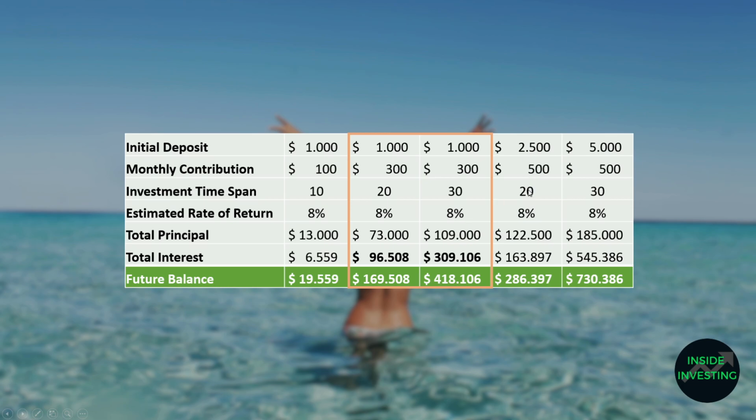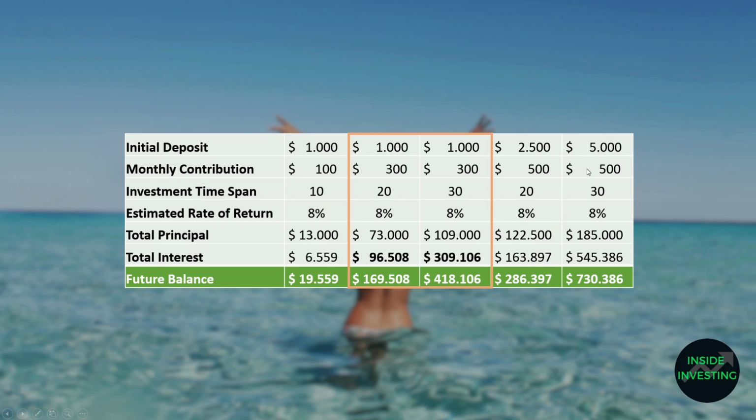In this case, we see a little bit of a smaller period. So we go back to the 20 years, but then a bigger monthly contribution, around $500. We still get around $286,000 US dollars, with again $163,000 of interest, so money earned by investing in the stock market.